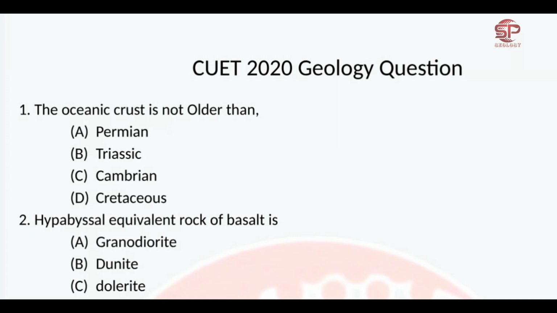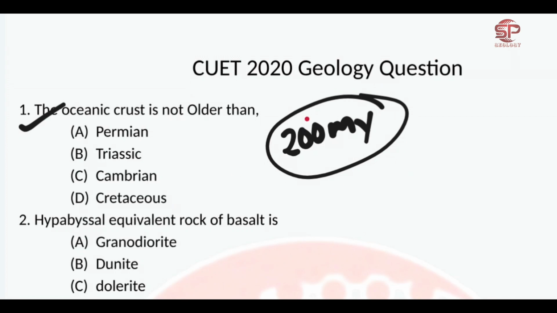So today we'll discuss the CUET 2020 geology question paper. First question: the oceanic crust is not older than. Nowadays, all the present-day oceanic crust was formed by the breaking of Pangea. The breaking of Pangea started around 200 million years ago. So this is the time when all the present oceanic crust was formed.